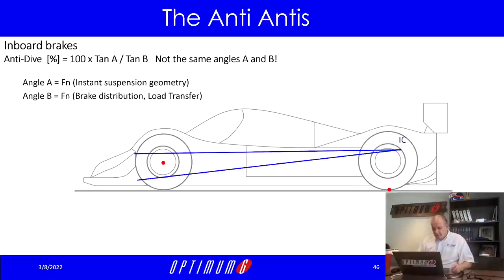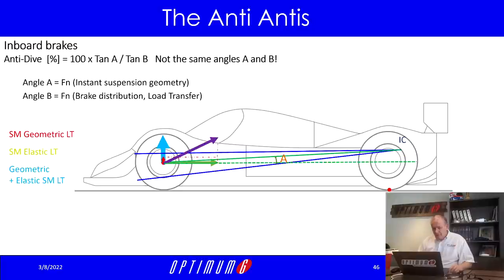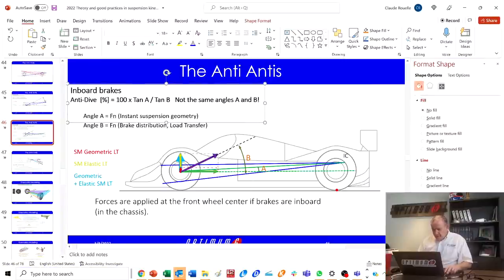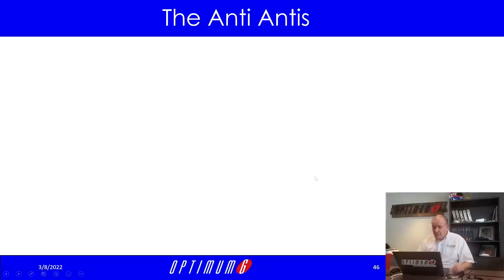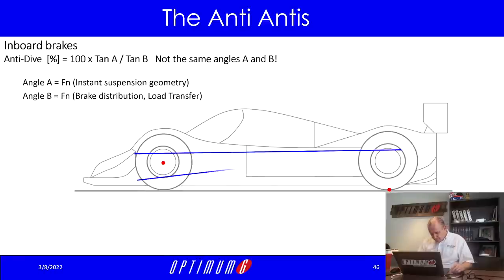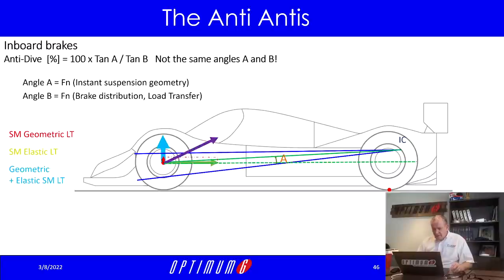So let's calculate it. Now the angle A is not the same. You have braking force, you have load transfer that is going to decompose geometric and elastic, same thing, and that's going to be the angle B. So in the previous example, the reference is the ground. No, it's the longitudinal line, the horizontal line going through the wheel center. Okay. And so you're going to have here the same thing.